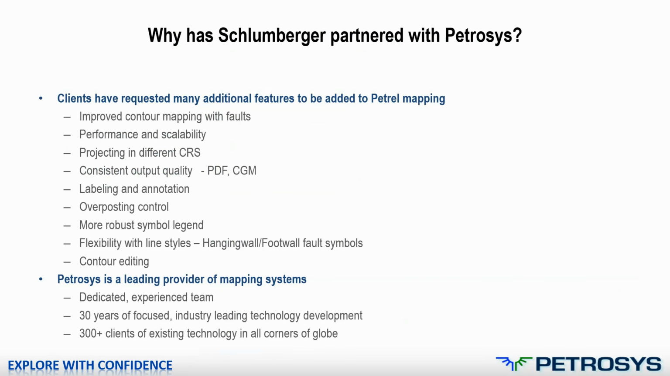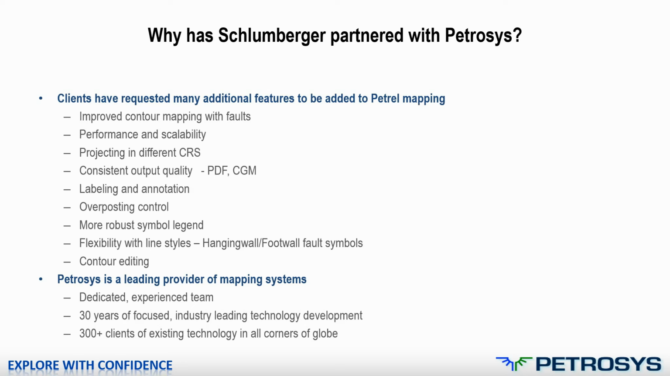The first slide just tries to answer the question why Schlumberger has partnered with Petrosys to produce this module. Now, the technical reasons for this were that a lot of the Petrel users were feeding information back to Schlumberger requesting additional features in the standard Petrel map window. They were looking for things like improved contour mapping with faults.